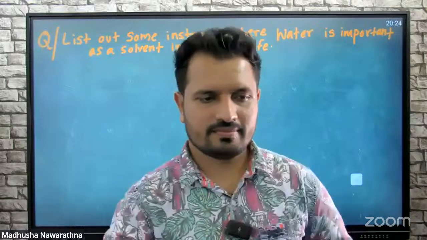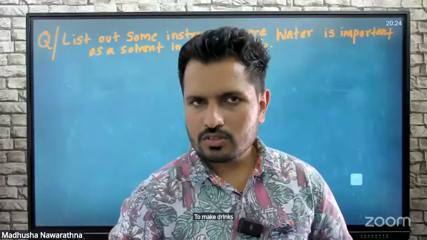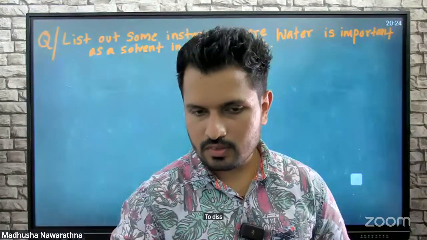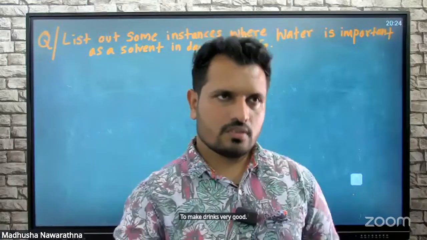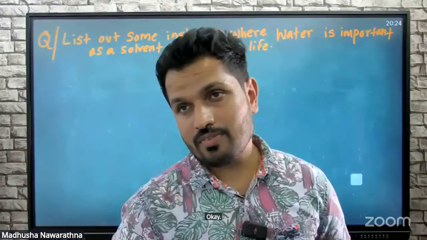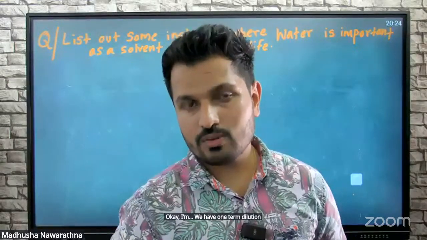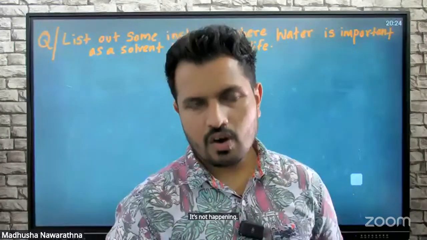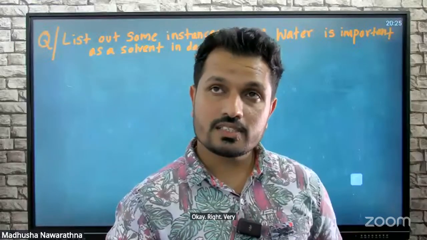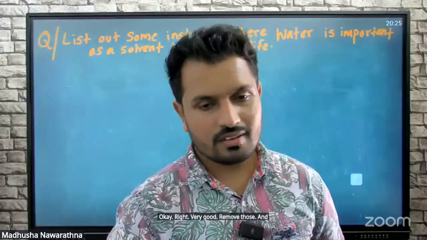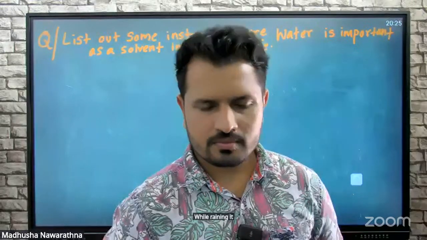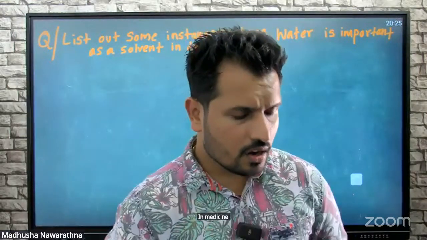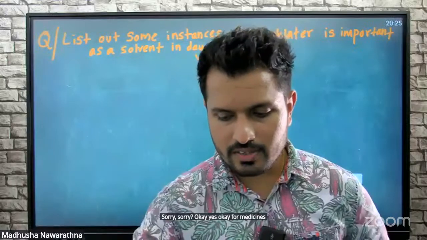Hurry up. To make drinks by dissolving sugar, colorings, and flavors. To make drinks, very good. To dissolve acids and other chemicals to reduce their power. We have a term for that: dilution. To remove the dirt on clothes and on the body, now that's hygiene. Right, very good. Drinking medicine, okay, yes. For medicines, you dissolve medicines, okay.